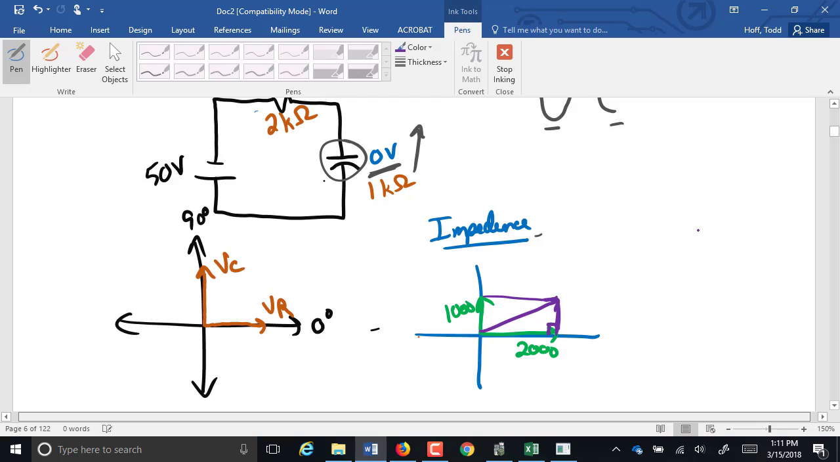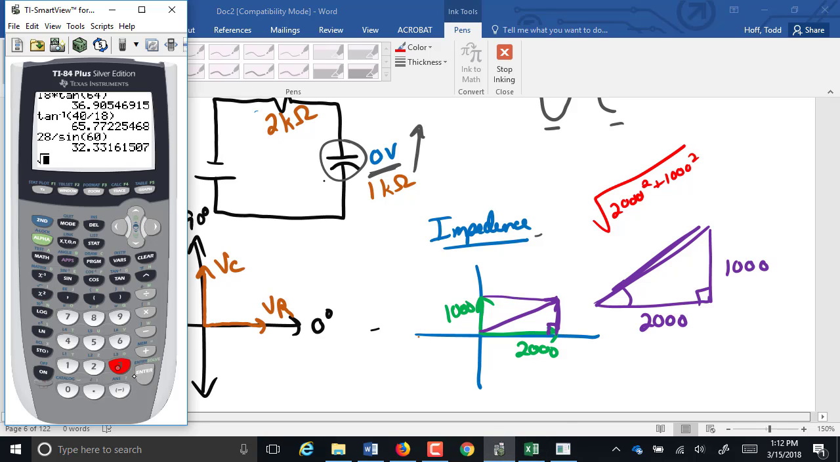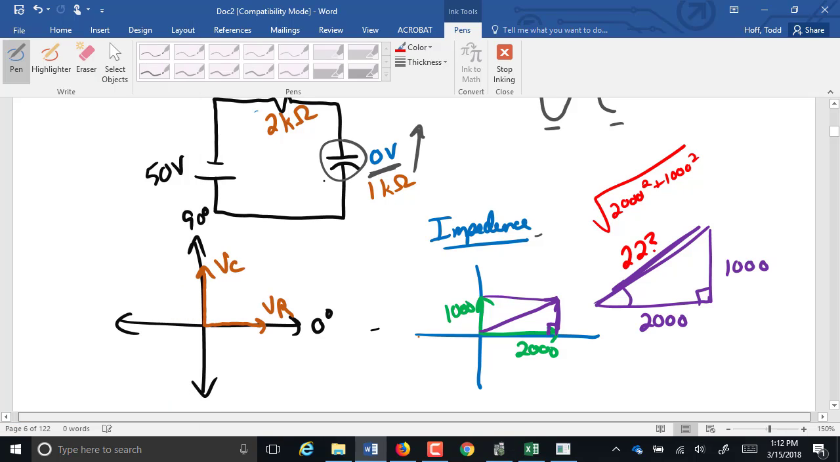So basically what we end up with is a triangle. Here's the impedance, the 2,000 ohms from the resistor. Here's the impedance, the 1,000 ohms from the capacitor. Total impedance is this hypotenuse, which is the square root of 2,000 squared plus 1,000 squared, which gives us 2,236 ohms is our total impedance.